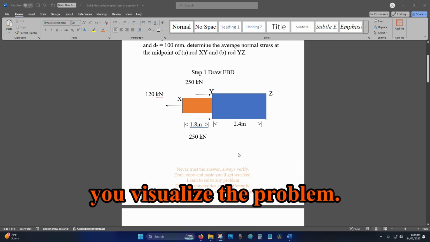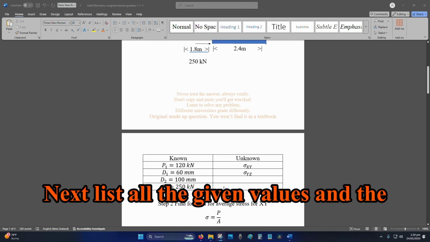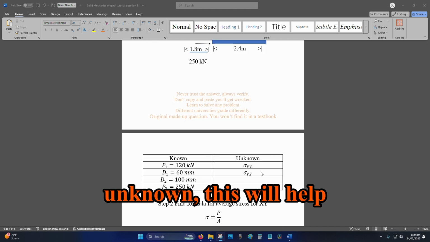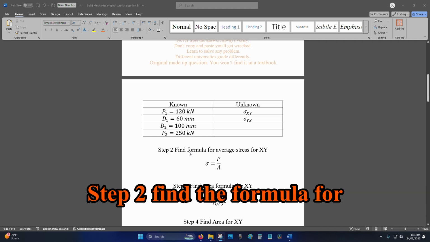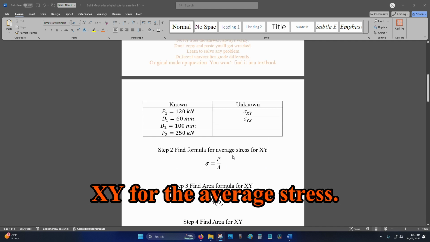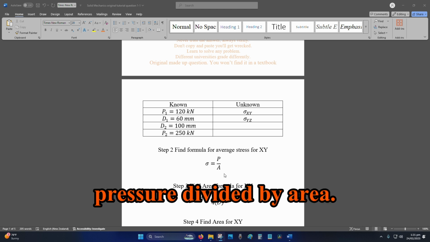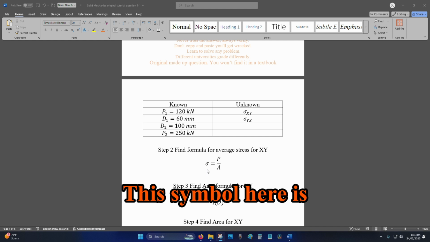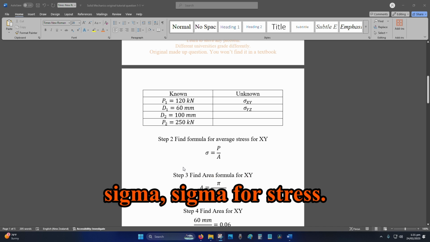This will help you visualize the problem. Next, list all the given values and the unknown. This will help you figure out what formulas to use. Step 2, find the formula for XY for the average stress. So stress is equal to pressure divided by area. This symbol here is sigma. Sigma for stress.